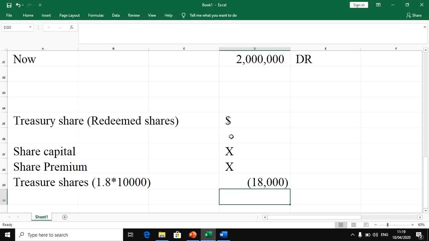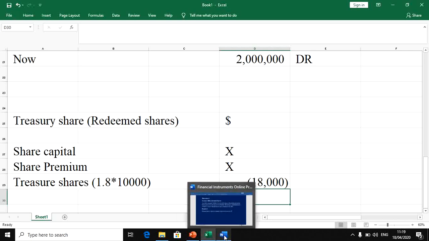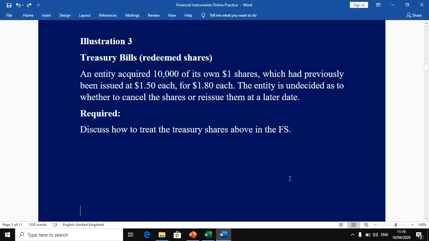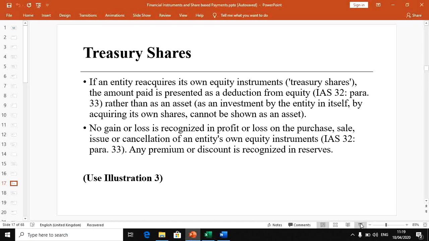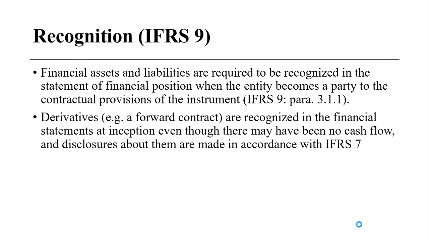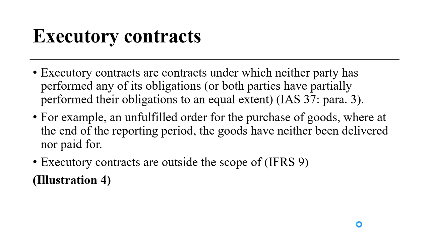I'd like us to move on to the issue of recognition. We are done with that, treasury shares. Let us go to recognition. So under recognition, again, we're dealing with IFRS 9. Financial assets and liabilities are required to be recognized in the statement of financial position when the entity becomes a party to the contractual provision of the instruments. Derivatives are recognized in the financial statements at inception, even though there may have been no cash flow, and disclosures about them are made in accordance with what we call IFRS 7.